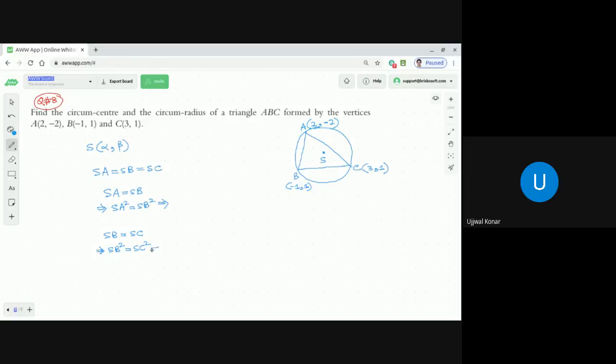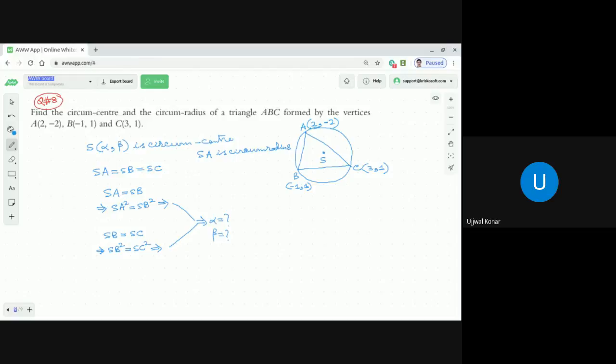So now, from these two equations, you need to solve and find the values of alpha and beta. And the moment you find alpha and beta, it is very easy to find the radius, which is the circumradius. Correct or not? So S is the circumcenter, and SA is the circumradius. Got it? Absolutely clear, dear students?